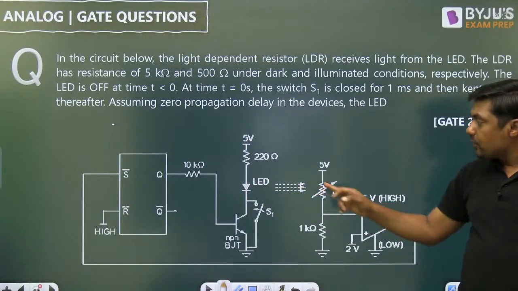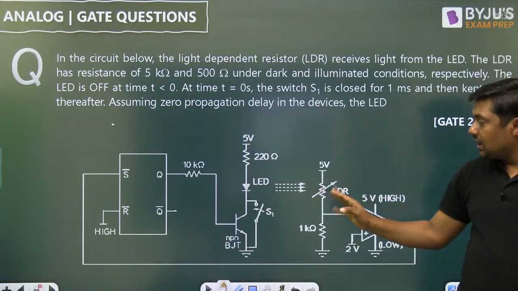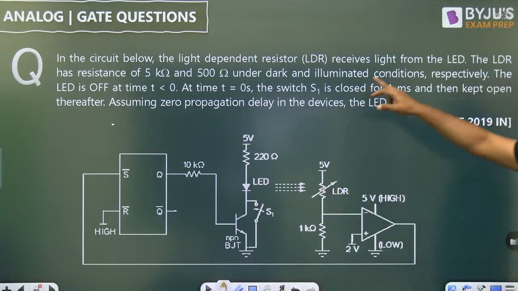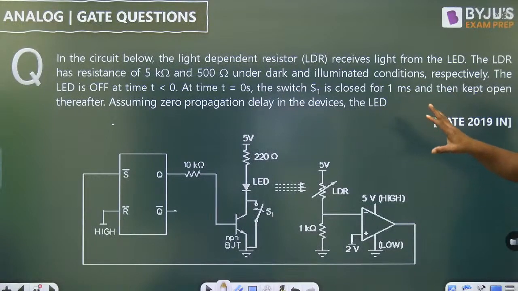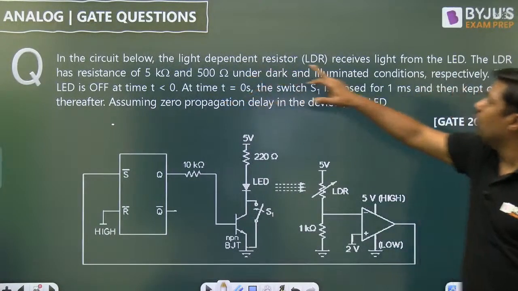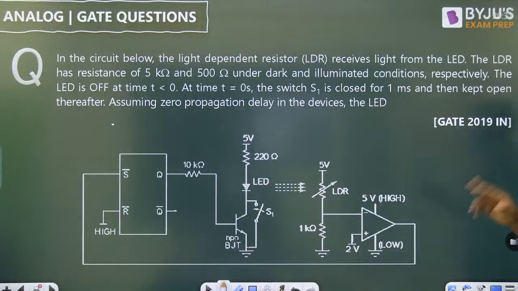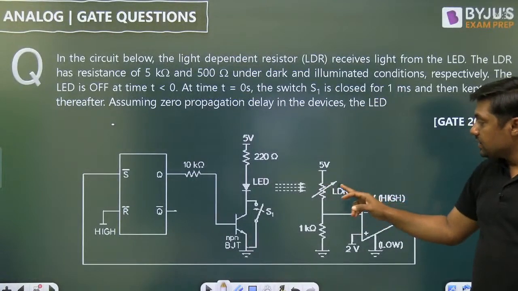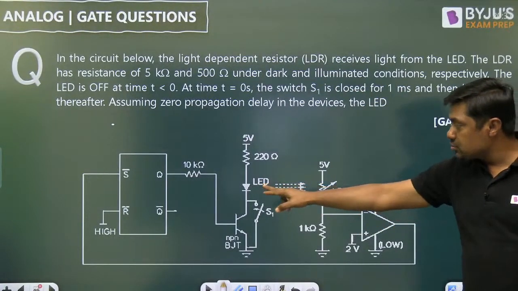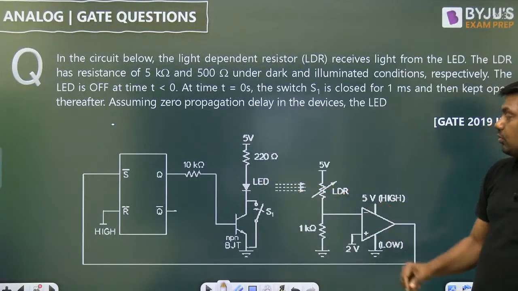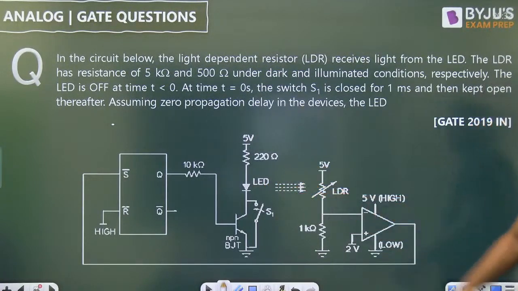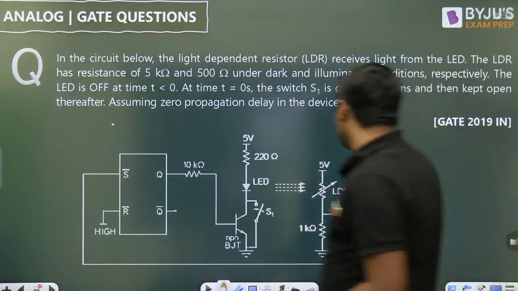If there is dark resistance, meaning when there is no light, the LDR has the resistance of 5 kilo ohm under dark condition and 500 ohm under illuminated condition. This is the dark LDR. So when it is dark, meaning when there is no light, resistance is what? 5 kilo ohm. When there is light, resistance is only 500 ohm respectively. The LED is off at time t less than 0.